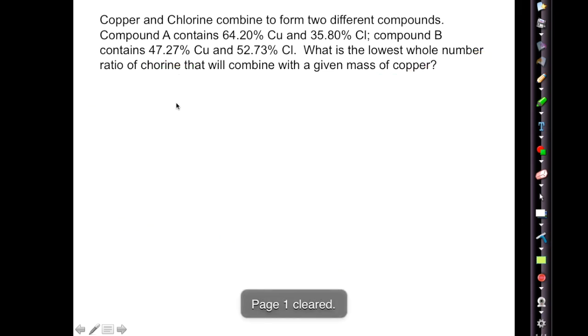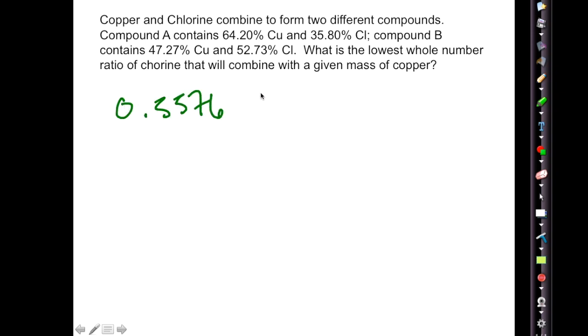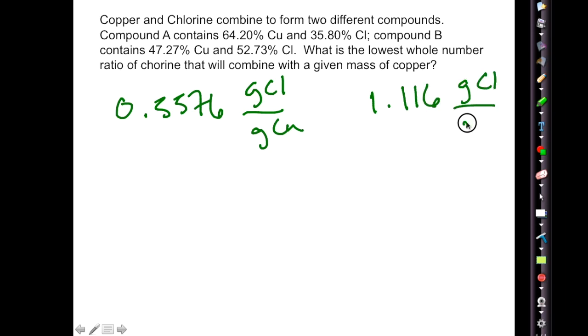I'm going to rewrite my ratios. Remember, for compound A, we had 0.5576 grams chlorine per gram copper. And for compound B, we had 1.116 grams chlorine per gram copper. So I want to take these two ratios and express them as a new ratio, which should reduce to a simple whole number ratio in accordance with the law of multiple proportions.